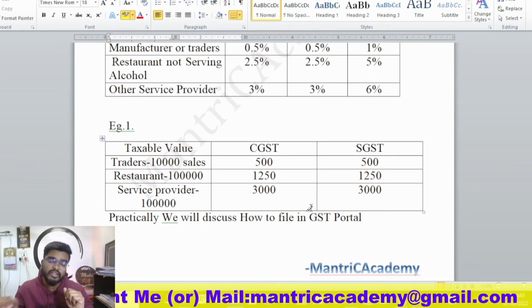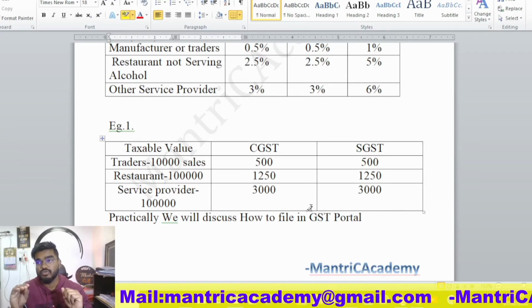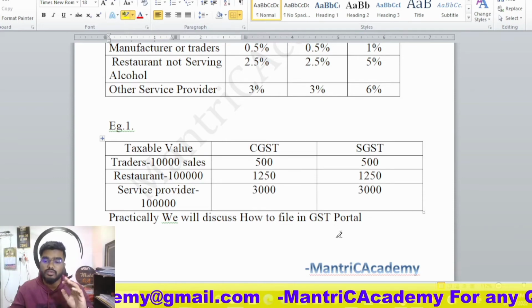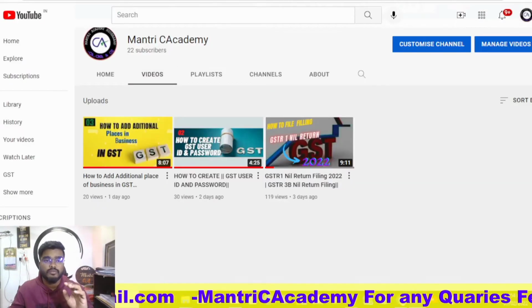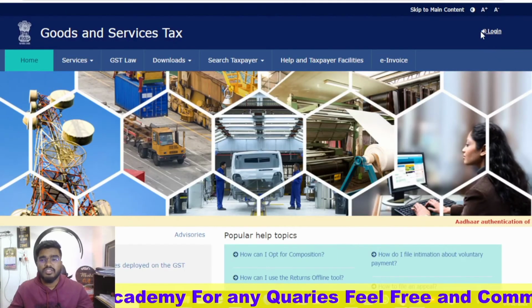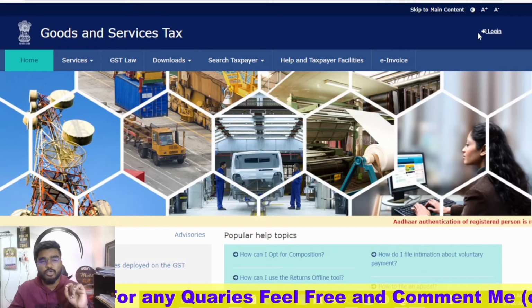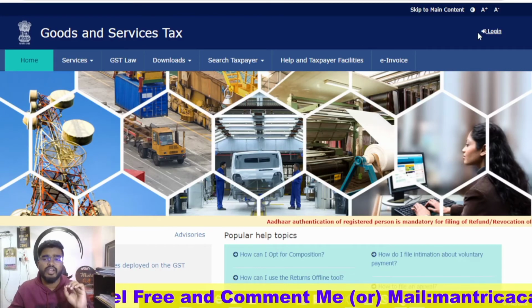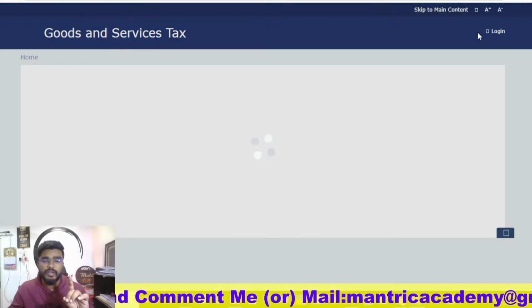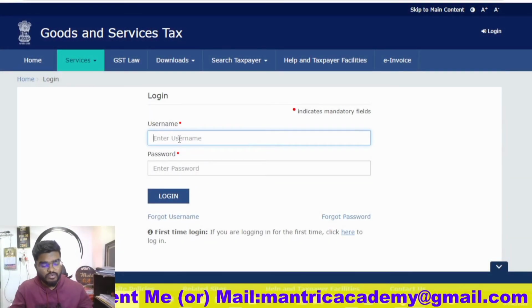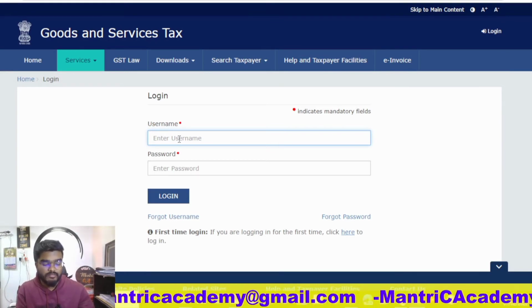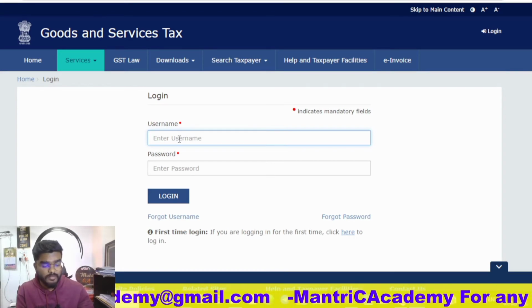Let us practically discuss how to file this and how to create a challan on the GST portal. We will go to the government portal, gst.gov.in. The return is simple and not that complicated. If you are in the composition scheme, you just pay tax on turnover and there is no need to maintain books of accounts. If your turnover is 1 lakh and you are a trader, you pay 1% of 1 lakh, 1000, directly to the government.